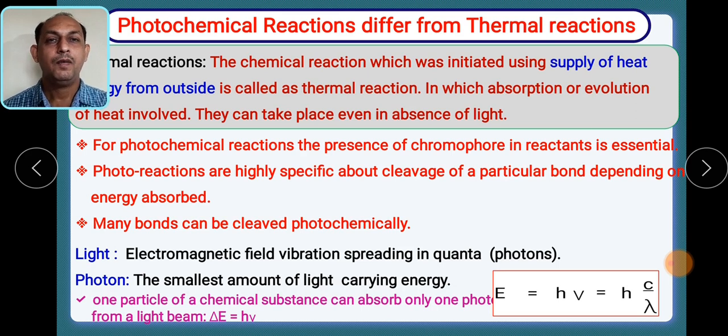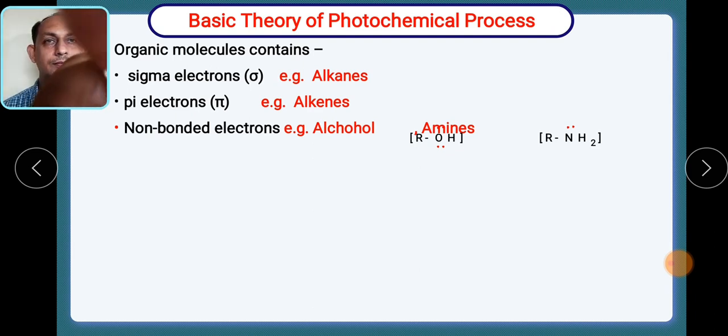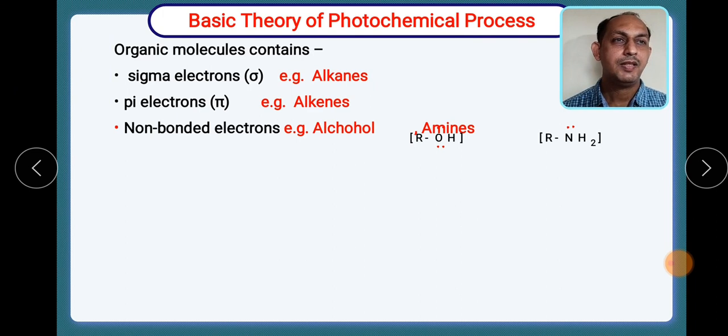We have to remember that one particle of a chemical substance can absorb only one photon from a light beam. One particle can absorb one photon of energy, and that is equal to delta E is equal to h nu. This is the equation given by Einstein. One photon means energy equal to h nu, and we can also write this equation as hc upon lambda. So remember, a photon is the amount of light energy which is absorbed by organic molecules.